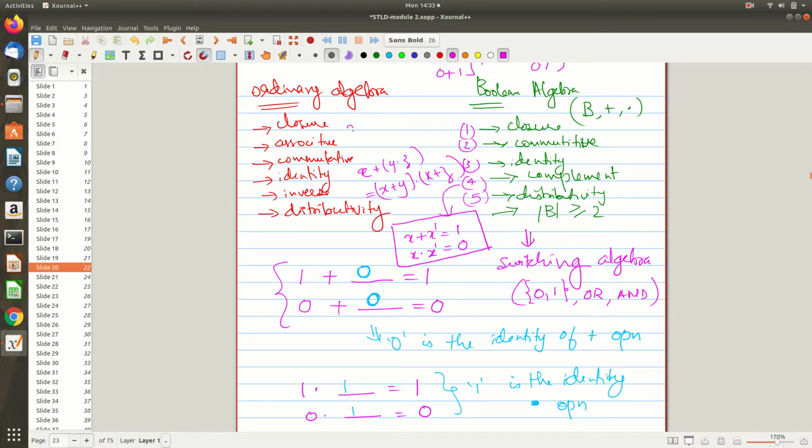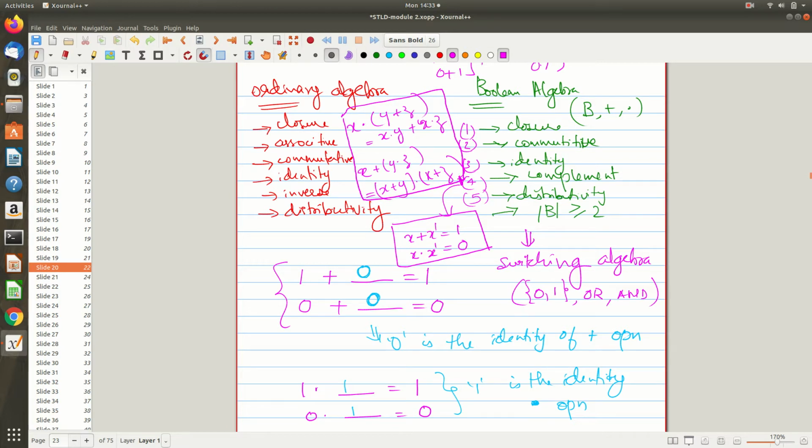Another requirement I am having is x dot y plus z. This dot should be distributive over plus also. This should be equal to x dot y plus x dot z. Can I write like this? This is my criteria, right? Is it true? That also you can verify. So here this is a requirement for distributivity, right?